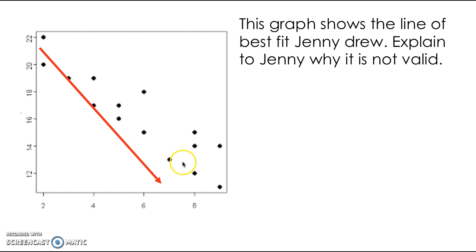When we say something is not valid, we mean it is not true. It is not correct. This is not the line of best fit for this data. So why is this not the line of best fit for this data? So go ahead and pause it and give the students 2 minutes to answer the question. And then we are going to go ahead and move forward and discuss the answer. So now is a good time to pause.